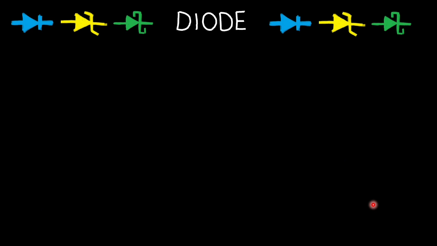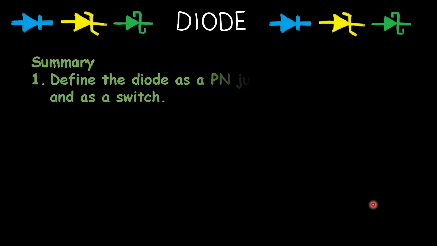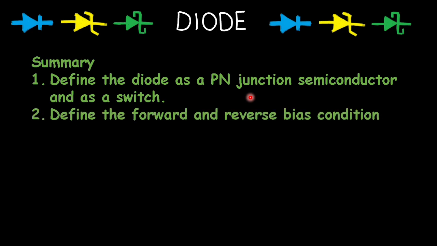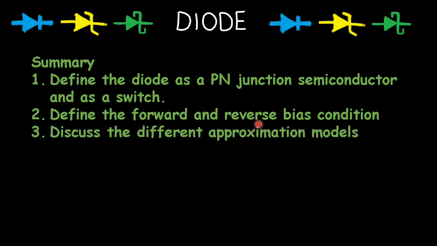Okay guys, before we end this video, the summary of what we have discussed is we have defined the diode as a PN junction semiconductor and as a switch. We also defined the forward and reverse bias condition, and we have also discussed the different approximation models for a diode. Okay guys, thank you for your continued support in BerTronix TV. In my next discussion about diode, I will discuss some of the most common type of applications.